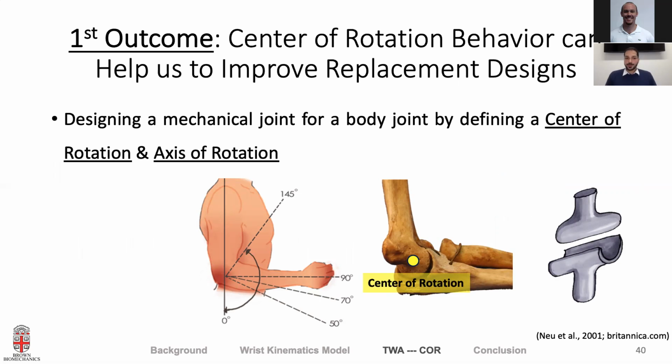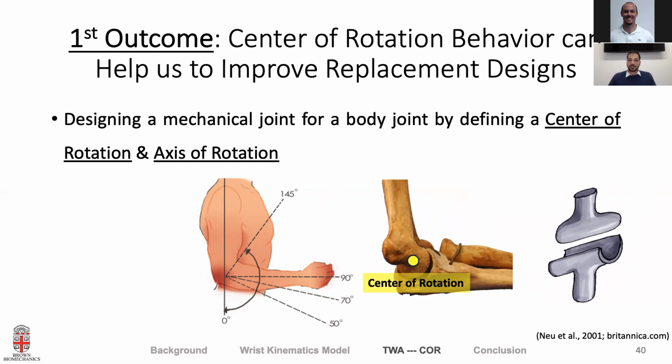So we use this experiment to evaluate 3 primary outcomes. To compare the kinematics, the center of rotation is widely used in the knee and hip literature, and we want to use that to create a data-driven approach for designing a new total wrist arthroplasty in the future, and to understand the in vivo motion better.